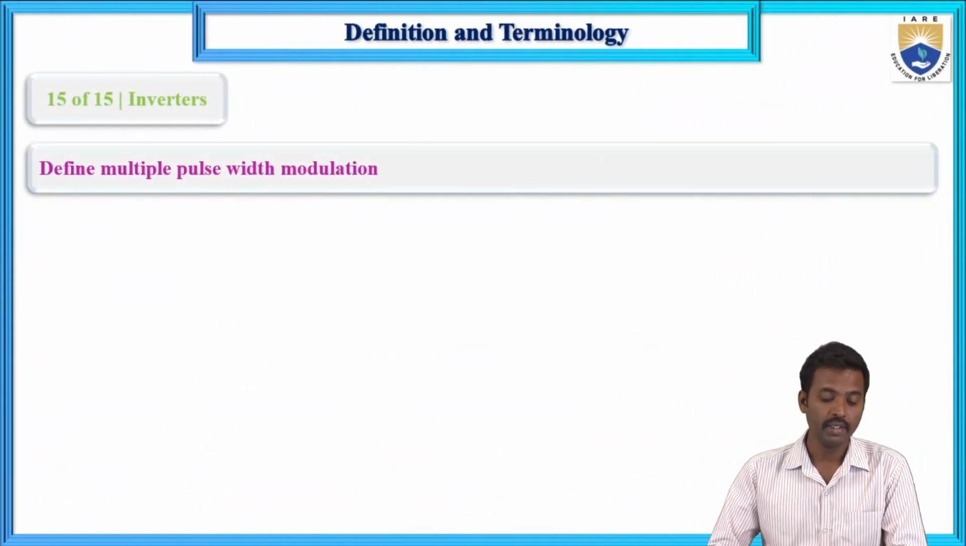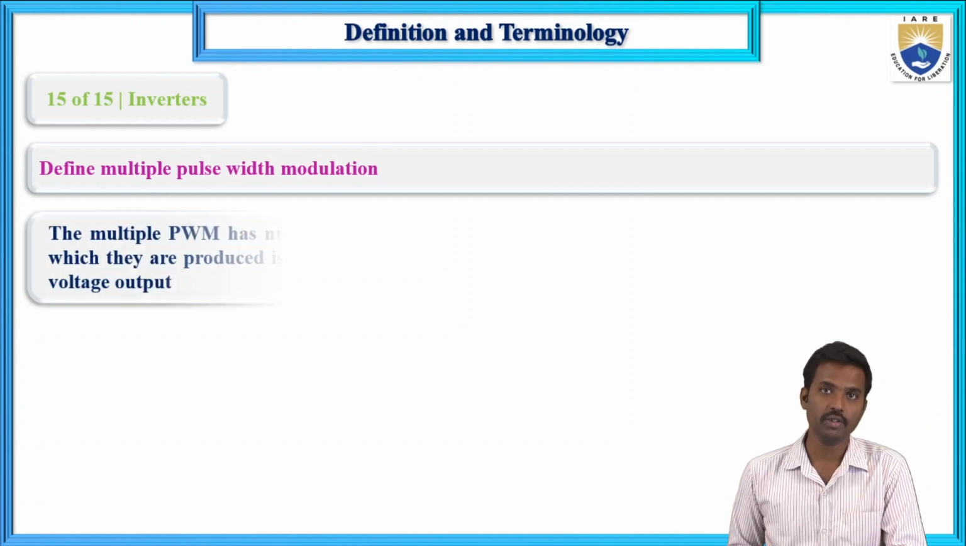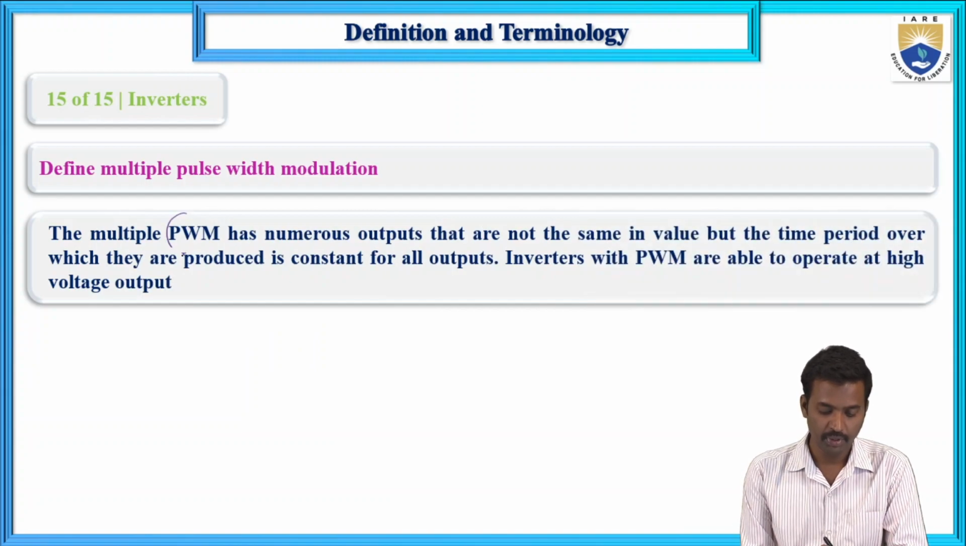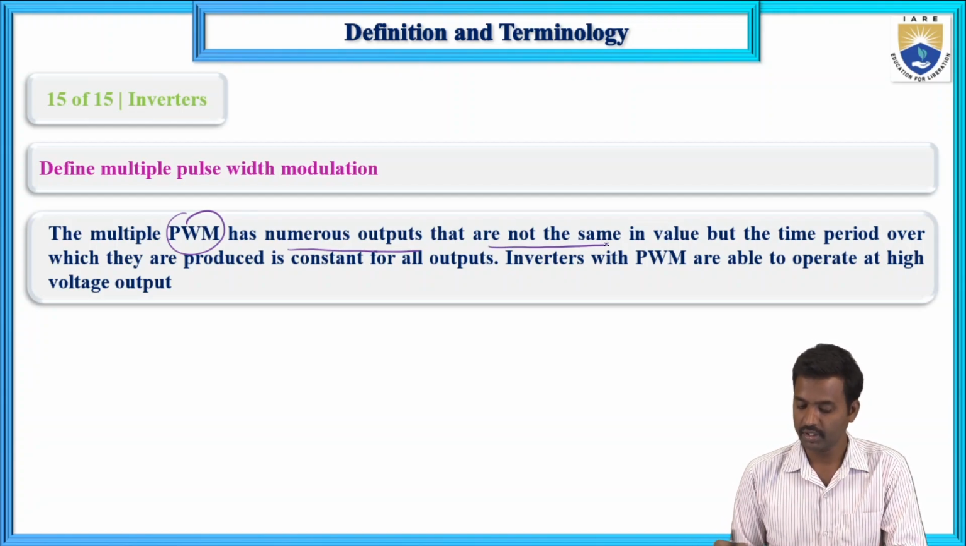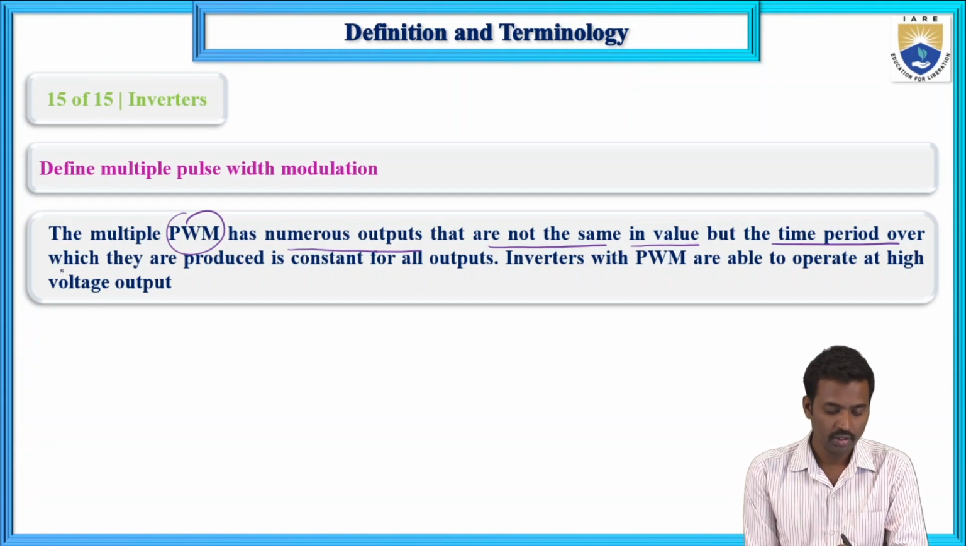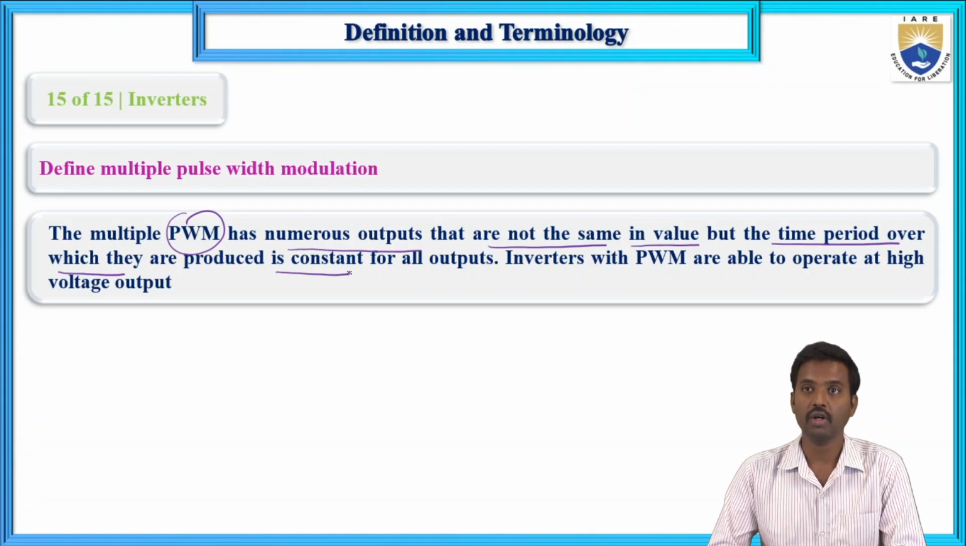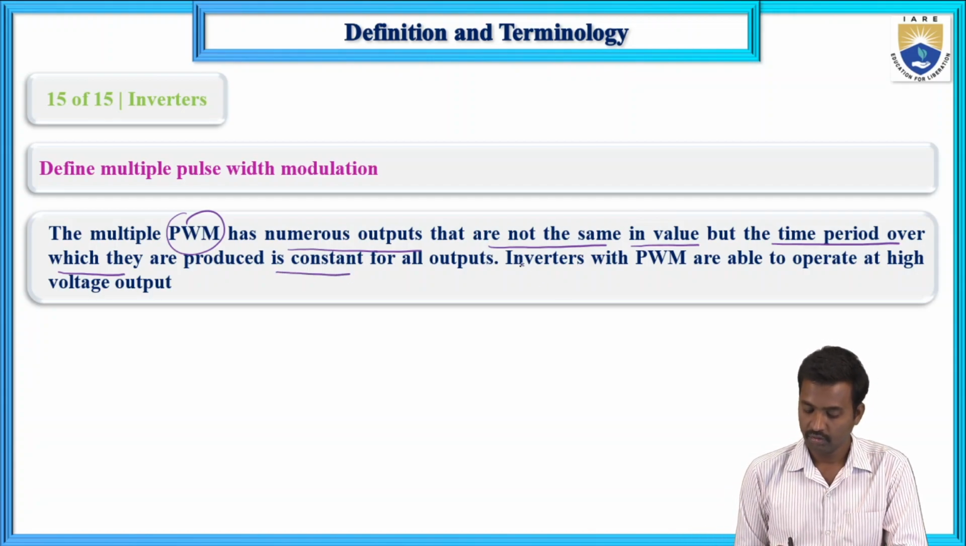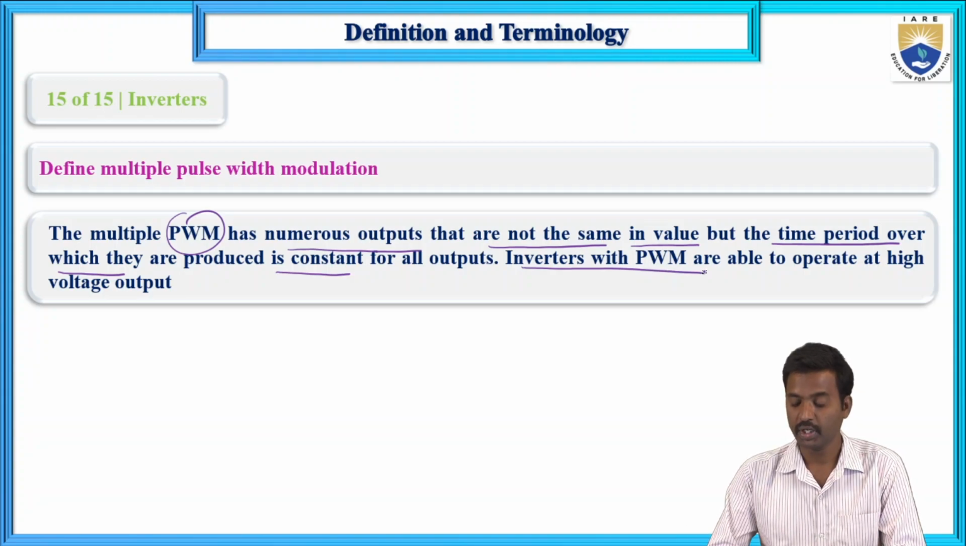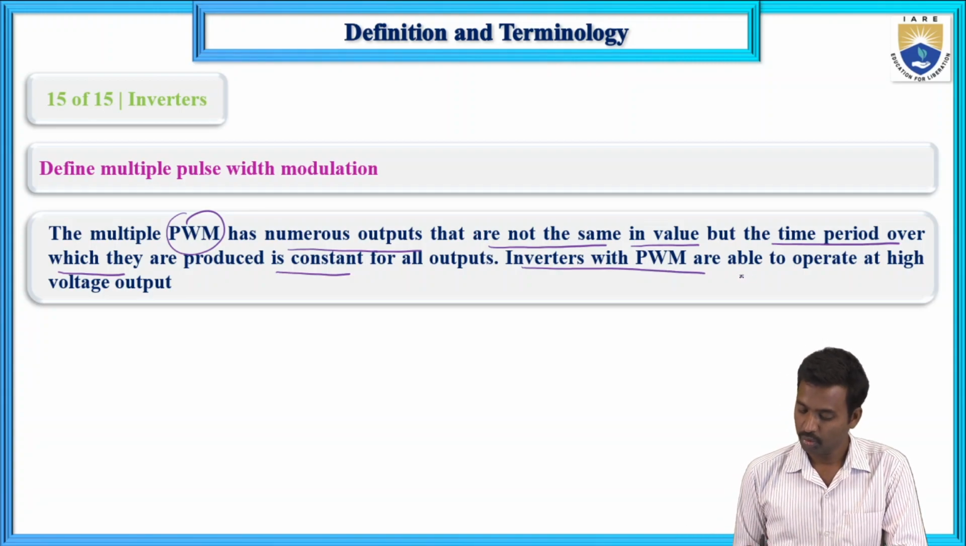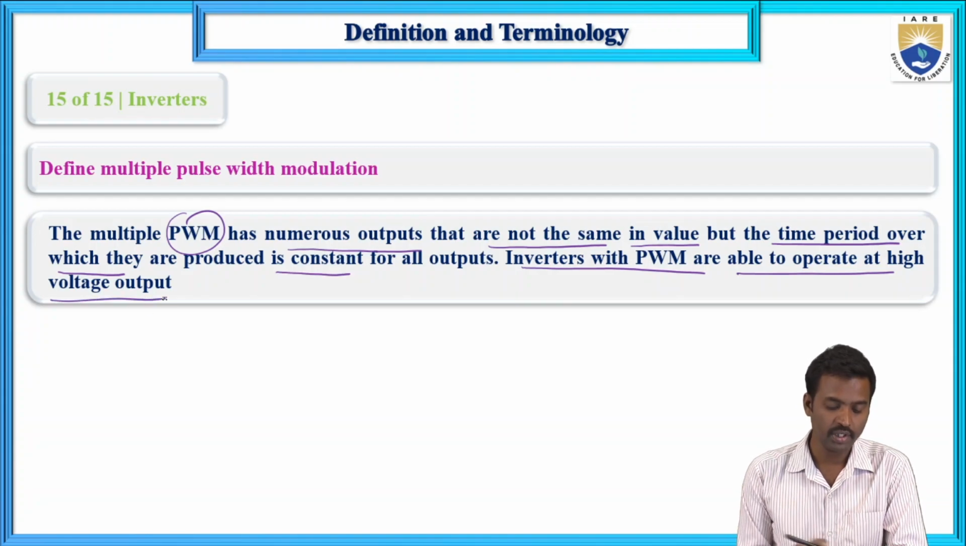Next case, multiple pulse width modulation. The multiple pulse width modulation PWM technique has numerous outputs that are not the same in value, but the time period over which they are produced is constant for all outputs. Inverters with pulse width modulation PWM are able to operate at high voltage output.